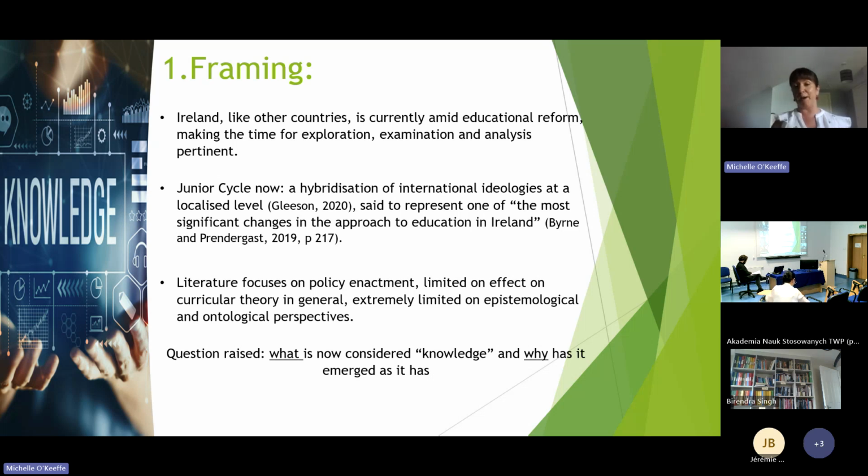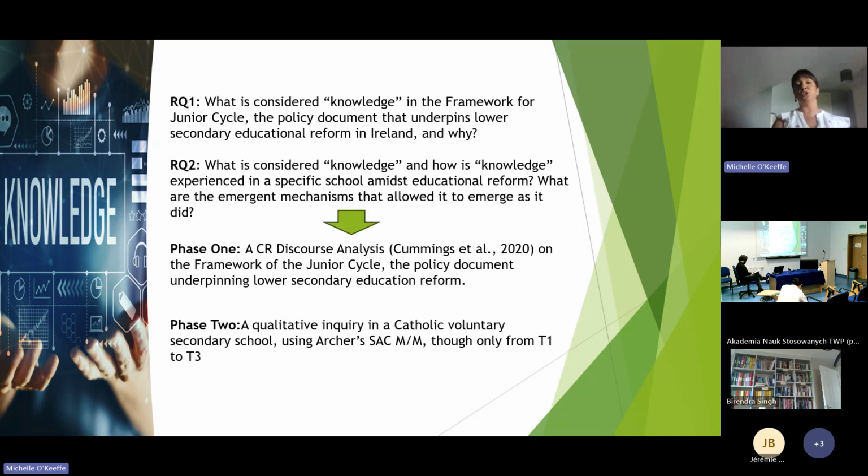So for that reason, I started delving into it, but the literature focuses predominantly on policy enactment, and it was very limited on the effect on curricular theory in general and extremely limited on epistemological and ontological perspectives. So the question was raised: what is considered knowledge and why has it emerged as it has? My 2 research questions align with my 2 phases of empirical work. The first question is, what's considered knowledge in the framework for junior cycle, which is the policy document that underpins the reform, and why did it emerge as it has?